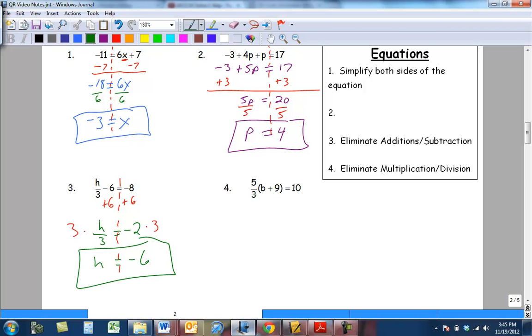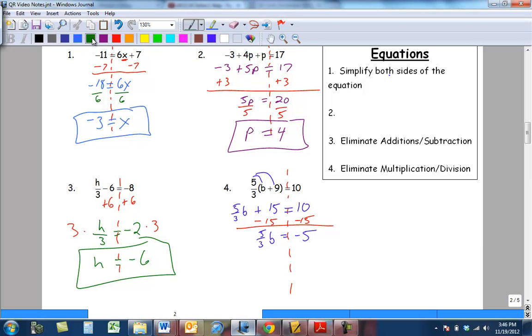This one, don't let the fraction scare you. Distribute. Simplify first. So we're going to distribute on both sides. So you've got 5/3 b plus, now if you use your calculator, 5 divided by 3 times 9 is 15. Is equal to 10. All right, so we simplified by distributing. Step 3, eliminate addition and subtraction. So we're going to subtract 15 from both sides. So now you're at 5/3 b equals negative 5.